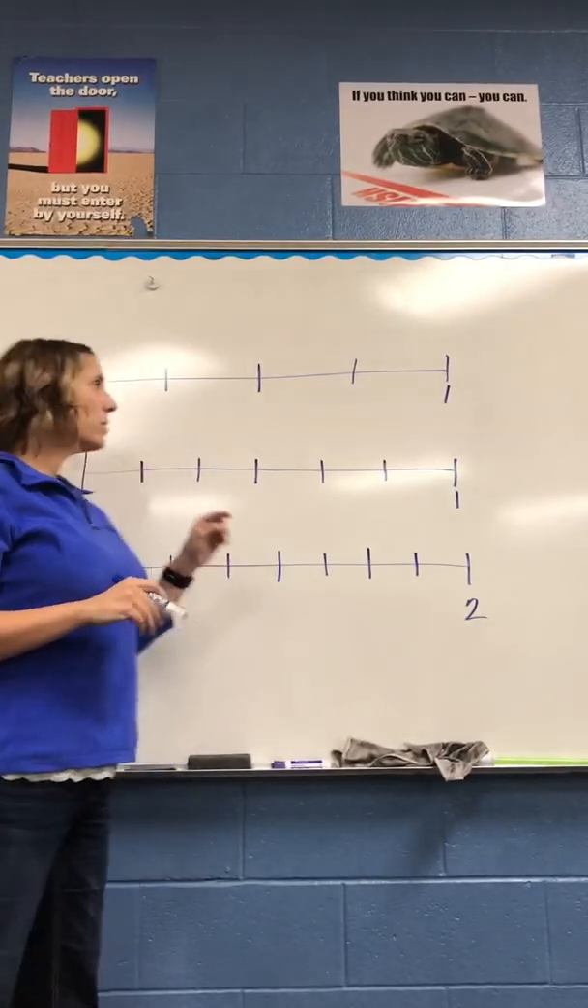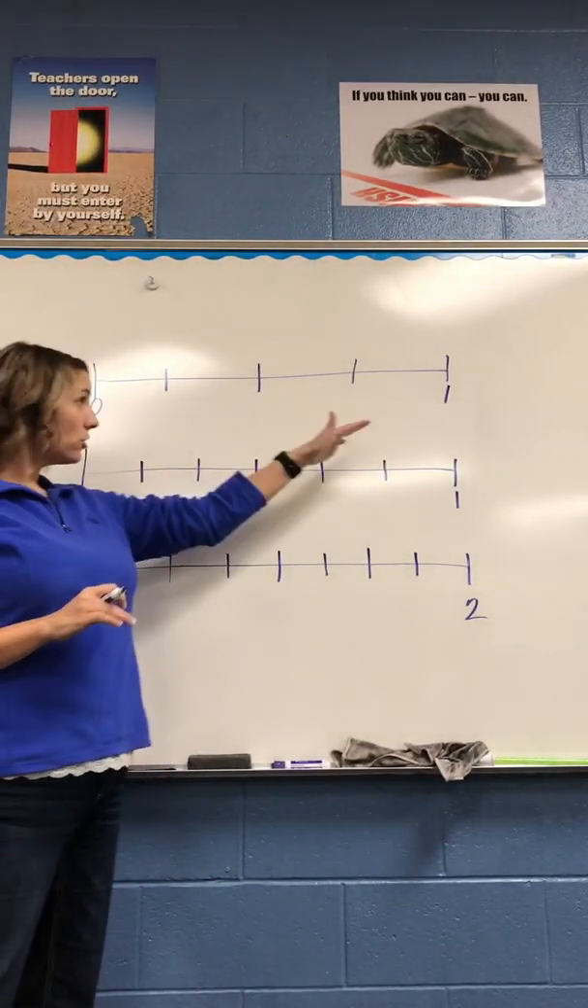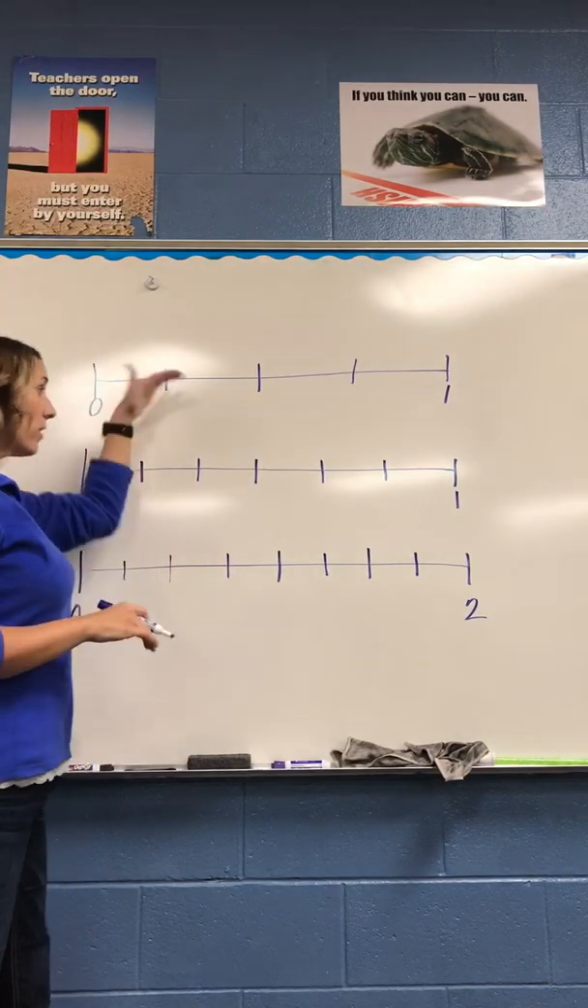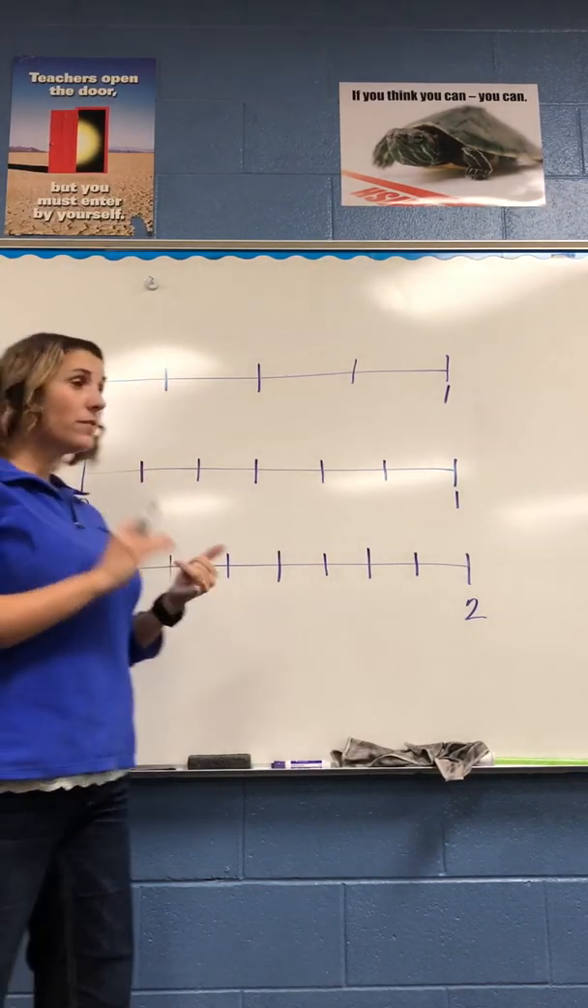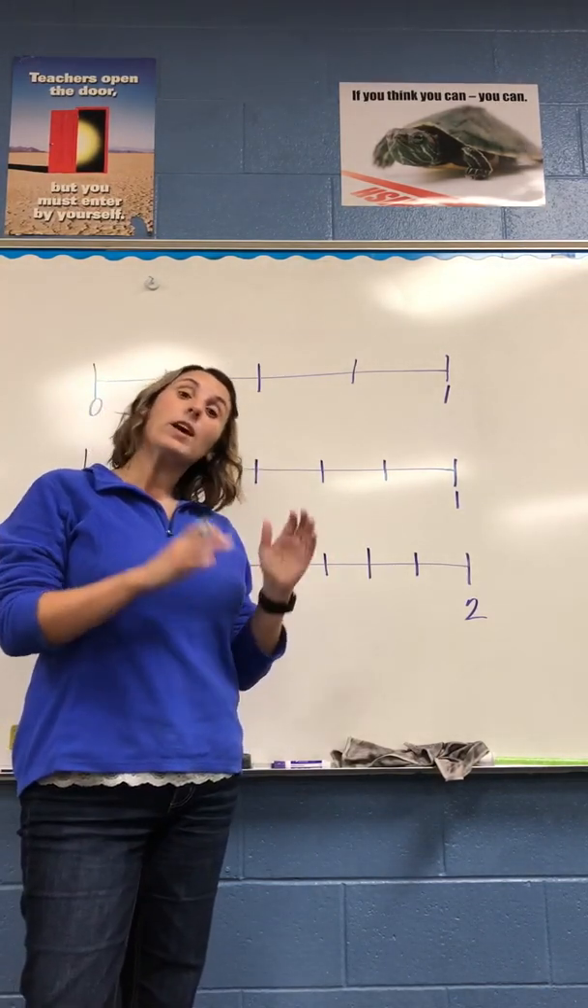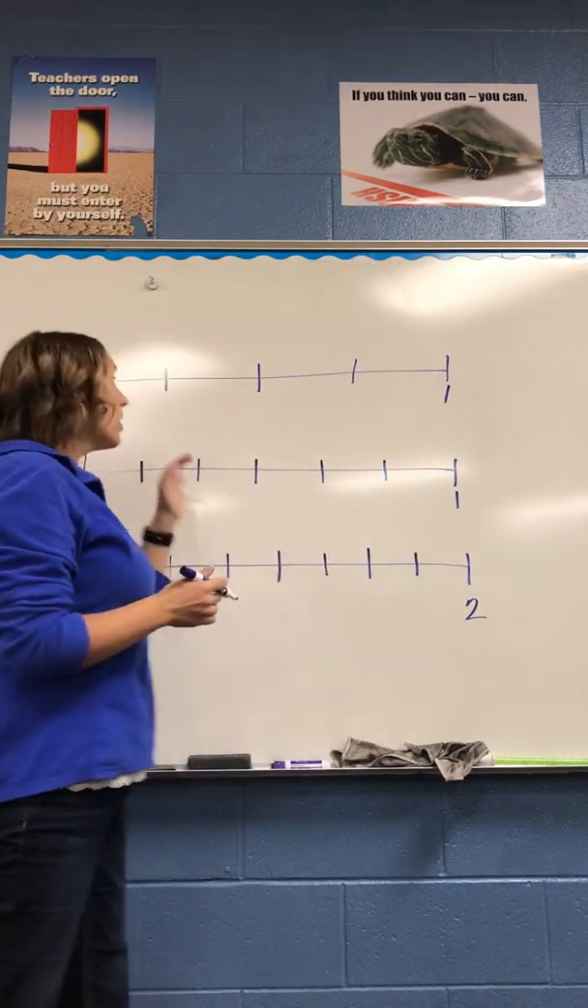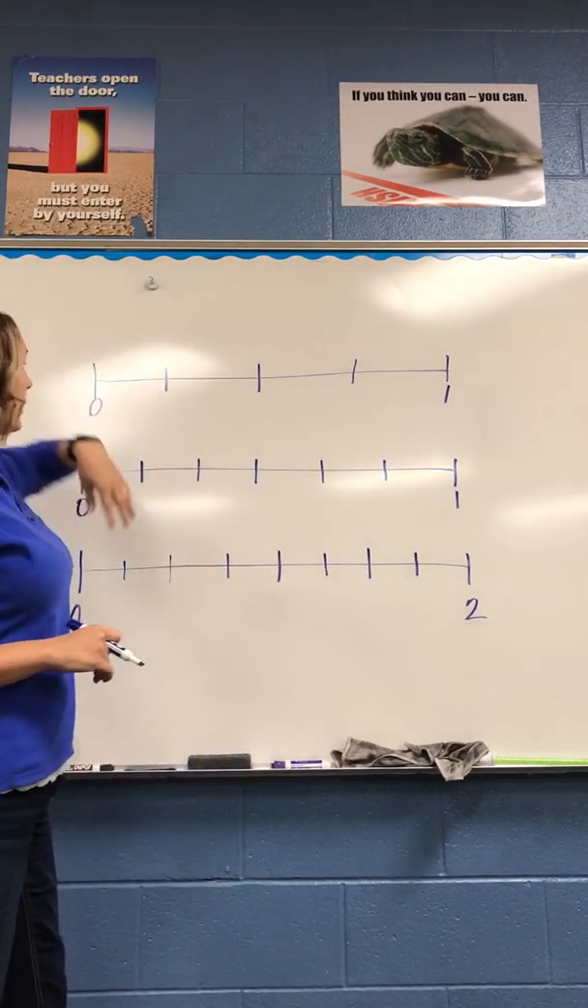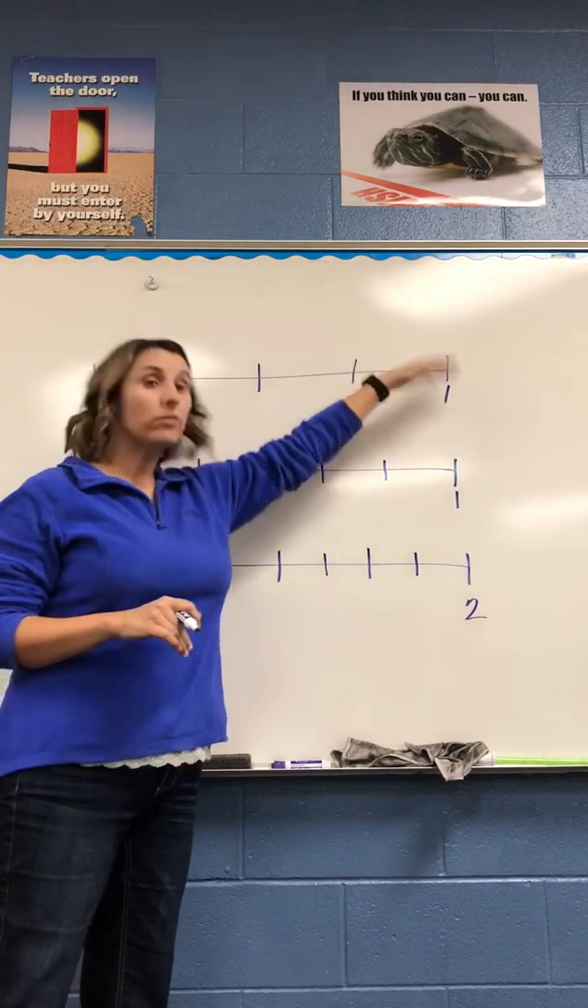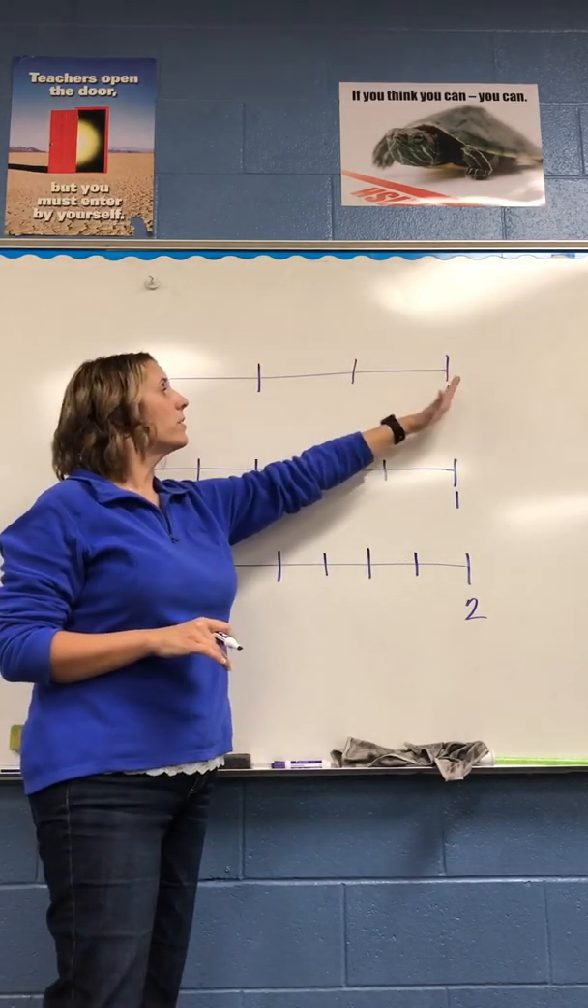Okay, so today we're working on fractions on a number line. So I have 3 number lines here. The first thing we have to do is figure out how many sections are on our number line. So when you're trying to figure out how far you are in this race, remember we always think of it as a race.